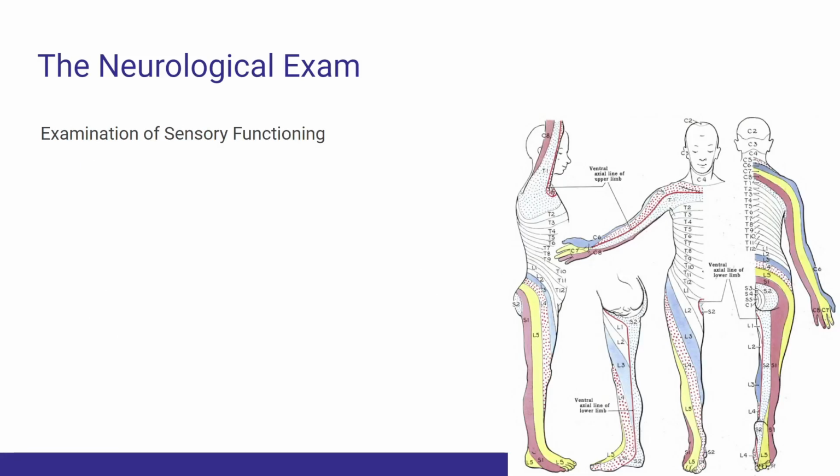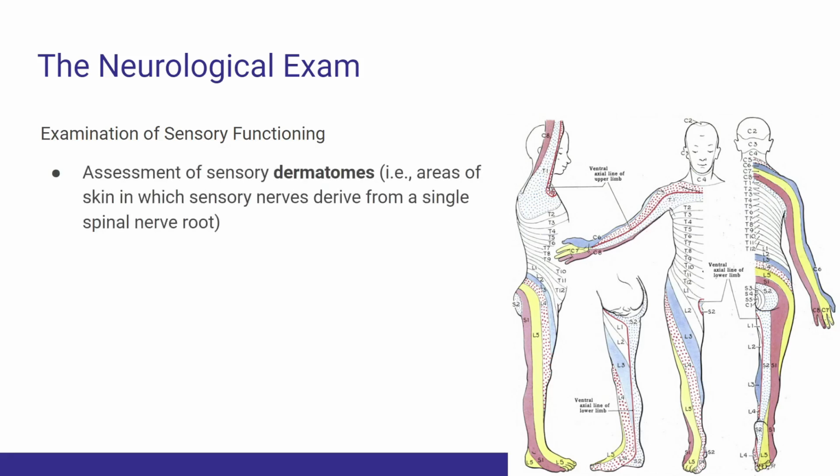Another component of the neurological exam is evaluating sensory functioning, and this is usually assessed by evaluating sensory dermatomes, which are areas of skin in which sensory nerves derive from a single spinal nerve root.